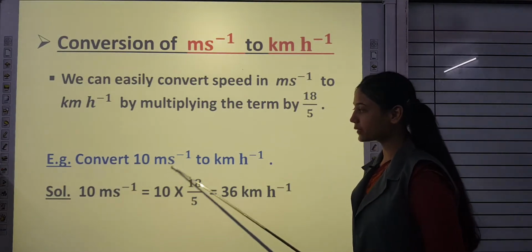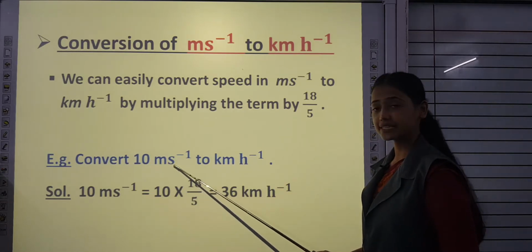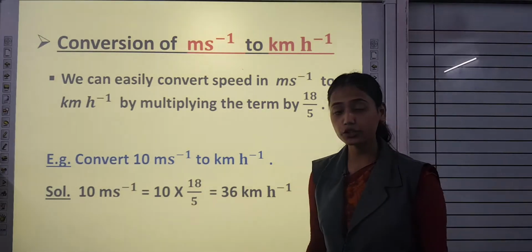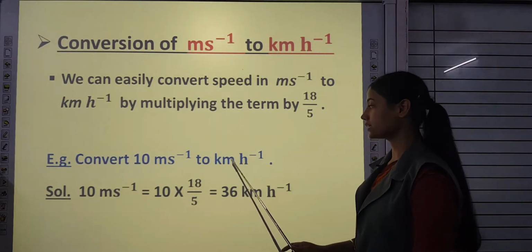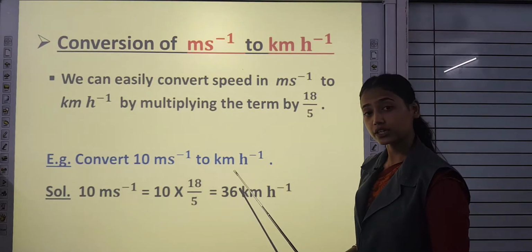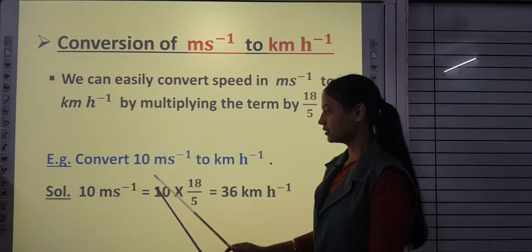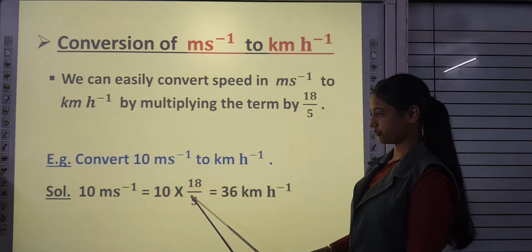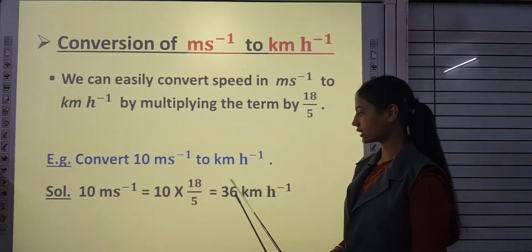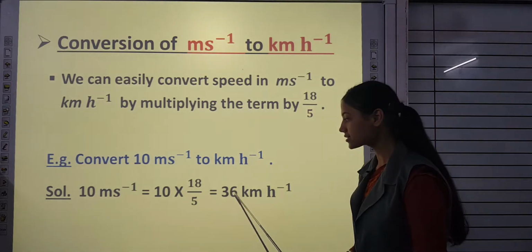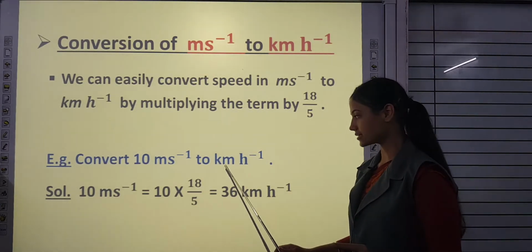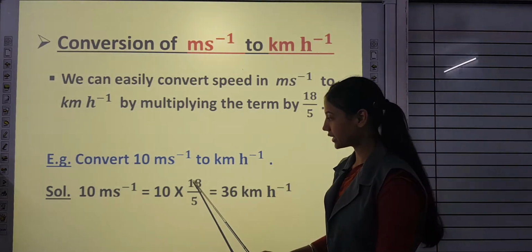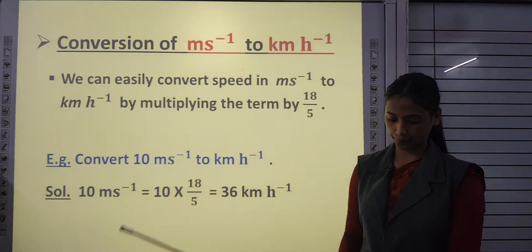Here, what speed is given? 10 meter per second is given. The speed is given in meter per second. Now, I am asking you to convert it into kilometer per hour. So, what will you do? Just take this 10 and multiply it with the fraction 18 upon 5. Simplify it, you will get the answer 36, and which unit will you use now? Kilometer per hour. So, very easy to convert, multiply by 18 upon 5.